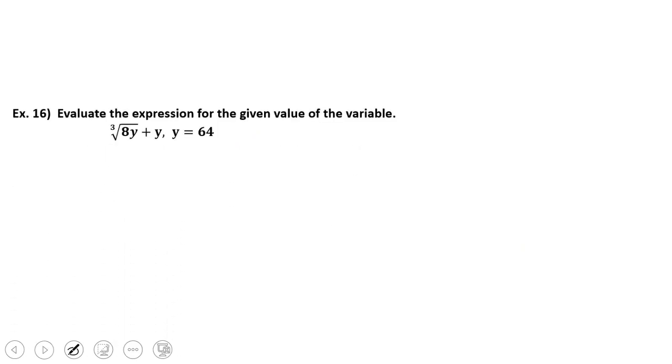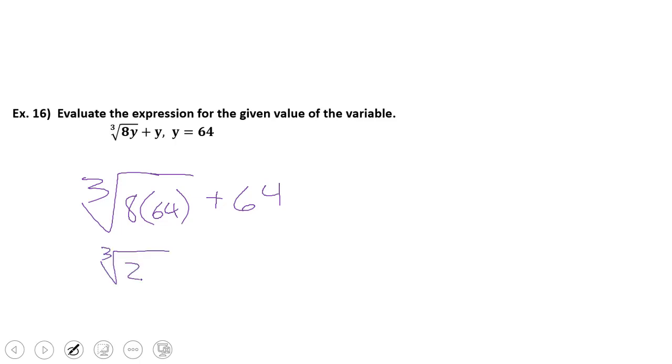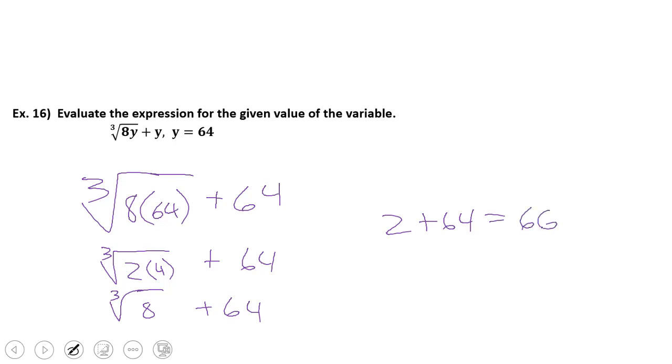All right, let's do one more. We have the cube root of 8 times 64 plus 64. And so 8 times 64, well, I see that both of those numbers are perfect cubes. So this is taking the cube root of 2 times 4, which means that's the cube root of 8. And we're adding 64. And the cube root of 8 is 2. All right. Pretty straightforward there.